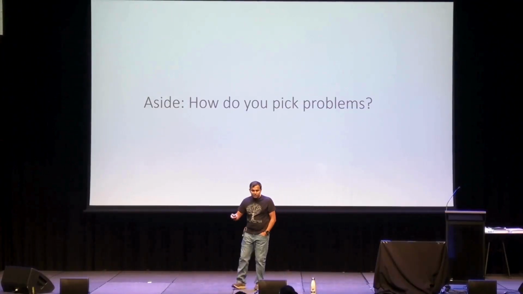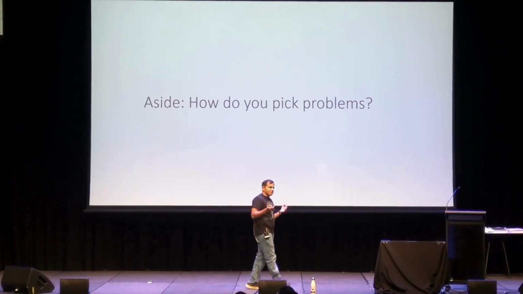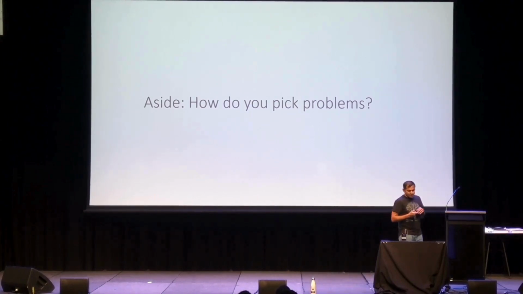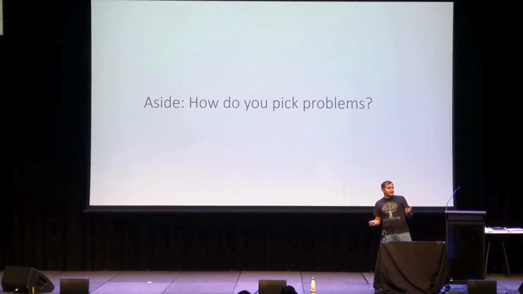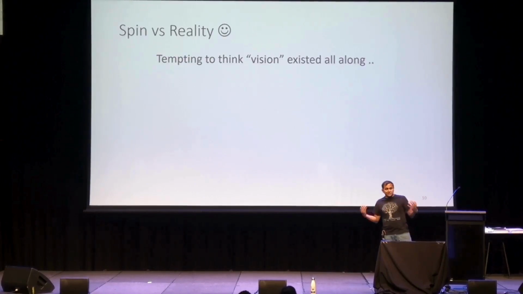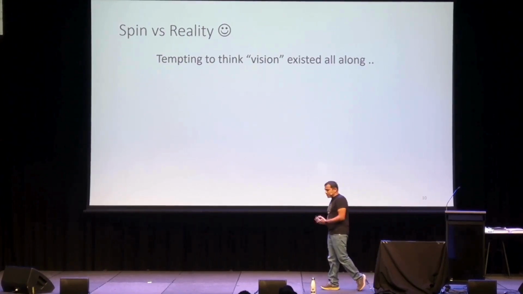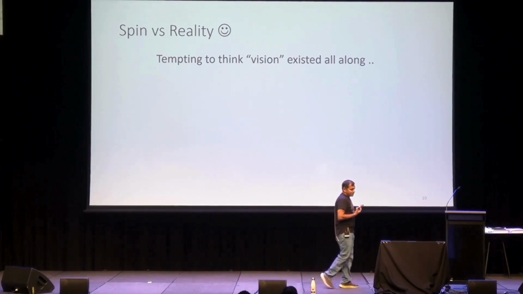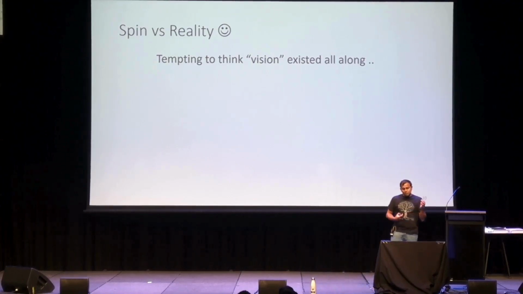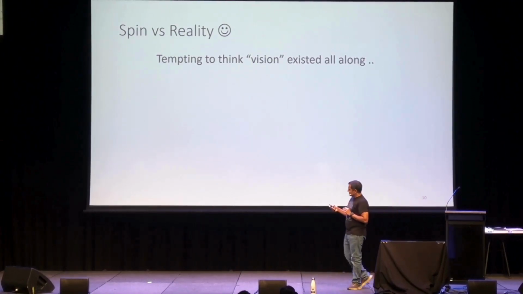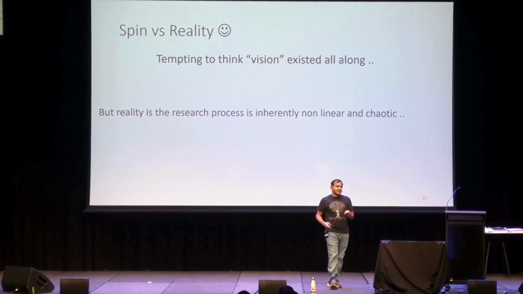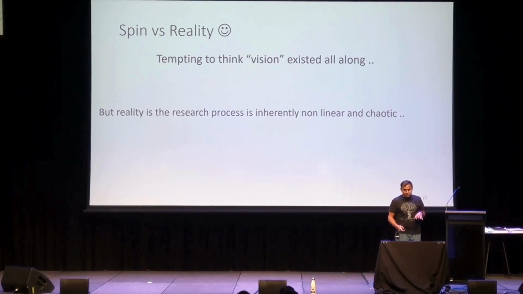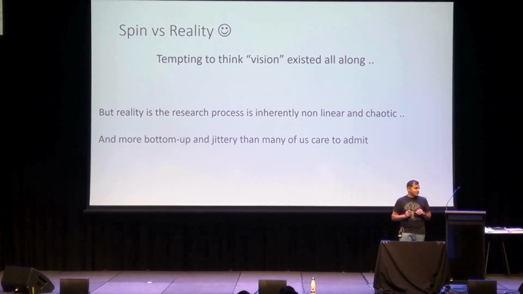At least when you talk to senior people, or the people who go and give all these pitches on what they're working on, somehow it seems like they've had a vision all along, right? They give you this pitch as if they've had this vision of what they want to do all along. I've always wanted to solve world hunger. I always wanted to solve NFV or SDN or whatever, right? But it's tempting to think that this vision was there all along. But the reality, and you have to embrace it, is that the research process is inherently nonlinear and chaotic. There's a lot of ups and downs, a lot of non-linearity, and it's much more bottom-up and jittery than many of us will care to admit, right?